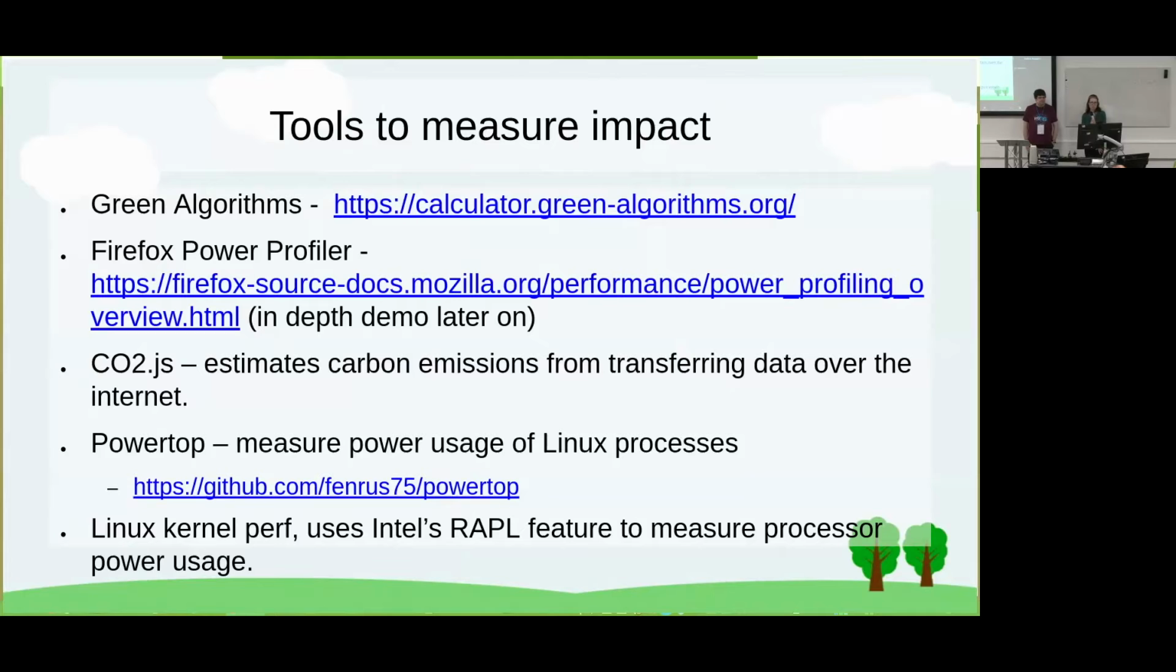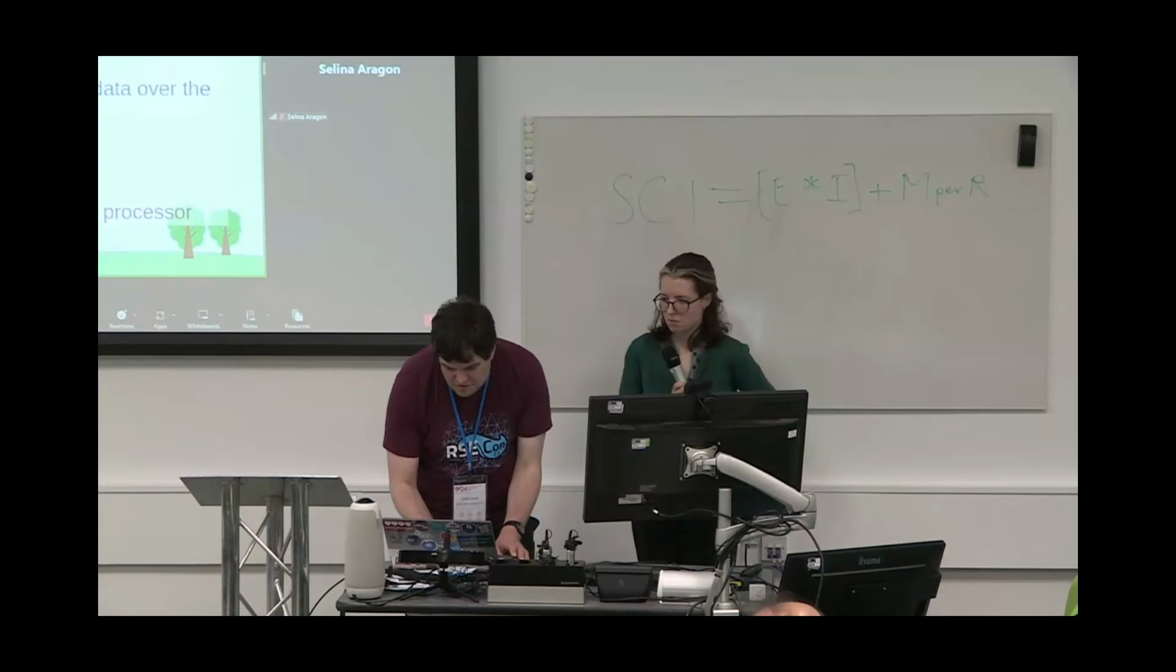So CO2.js. I guess this is a JavaScript app that estimates carbon emissions from transferring data over the web. There's no URL there, but just look that up if you want to find it. Oh, is it? Okay. Both a URL and a name. That's cool. For users of Linux, there's the PowerTop command, which again we might be able to show. This shows the power usage of a Linux process, or probably all processes that are running on your local device. Hopefully we can do a live demo again.